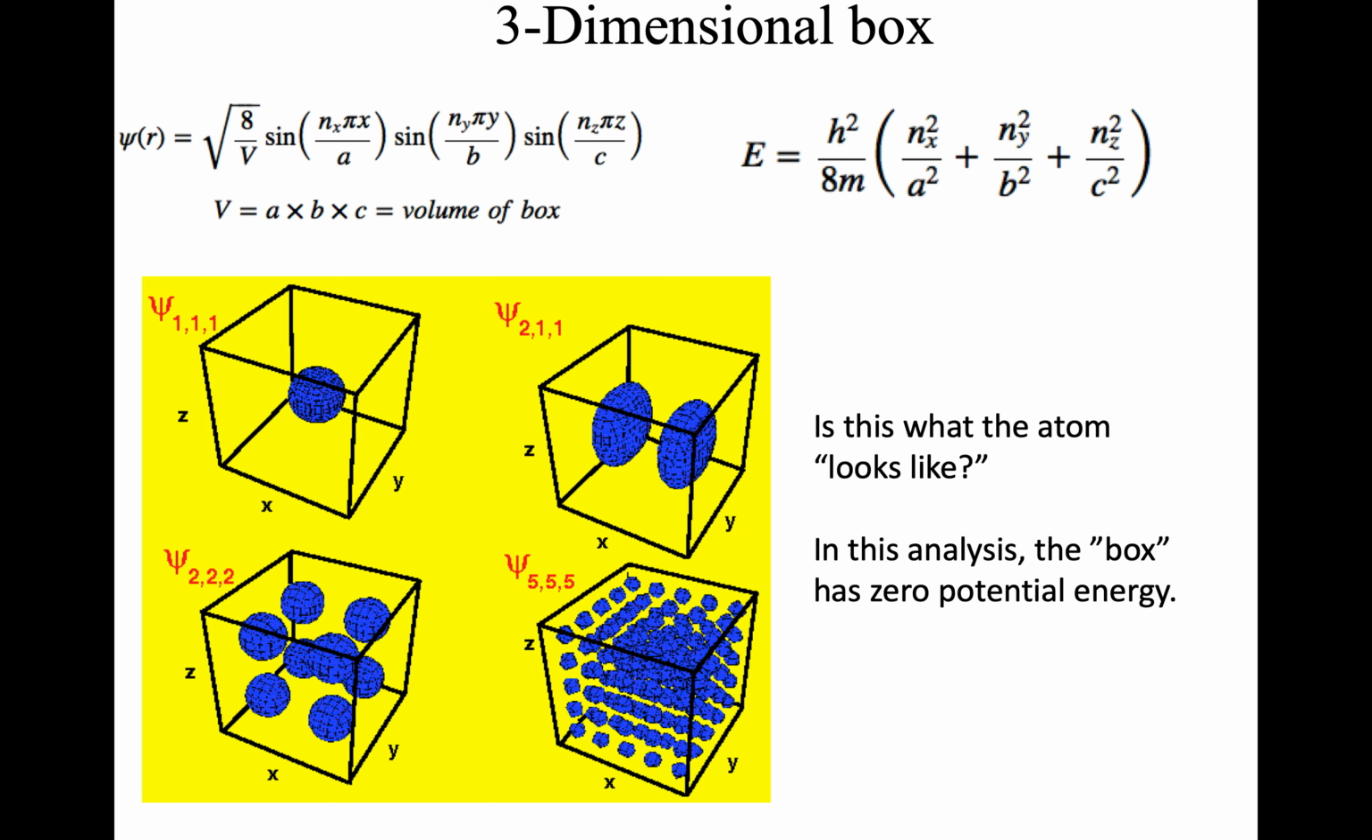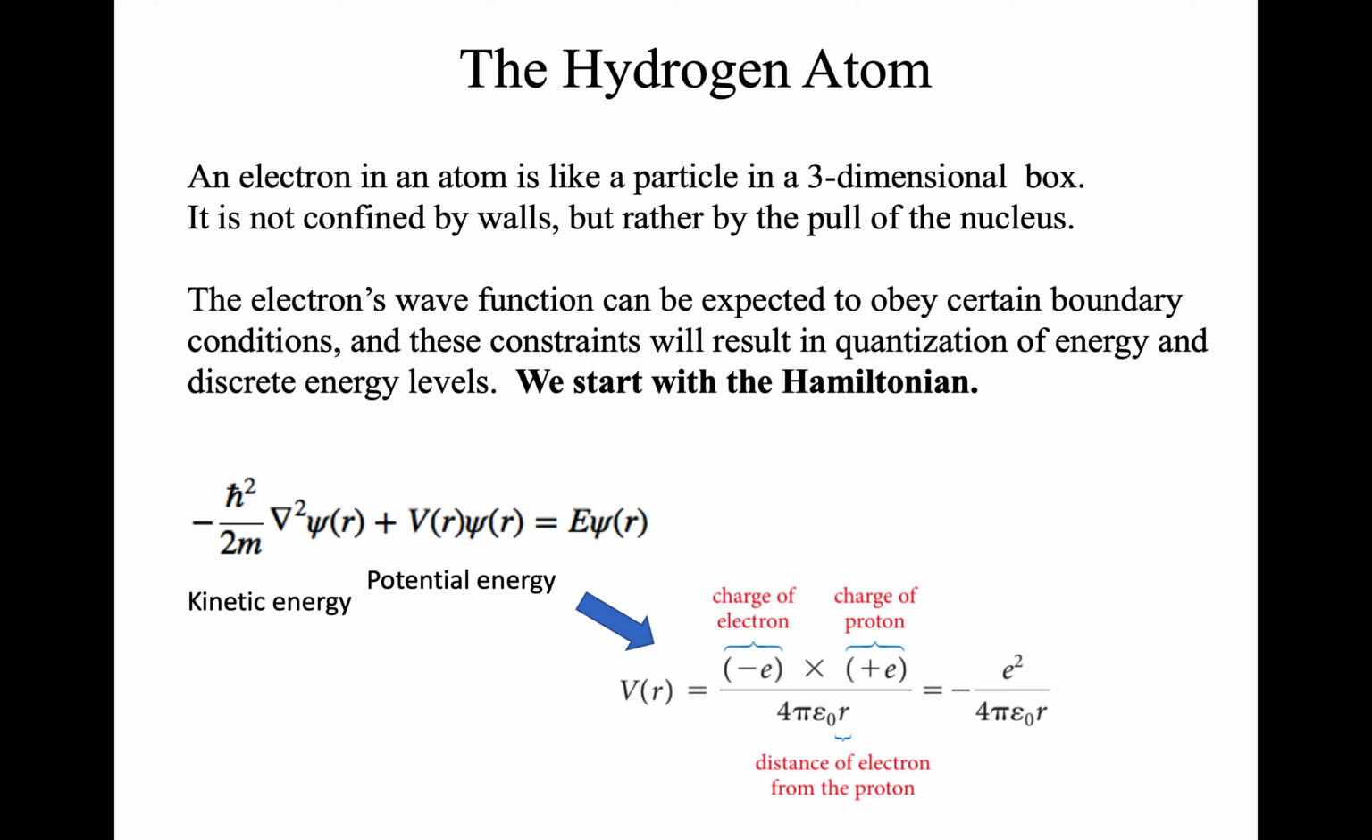I'm bringing this all up to point out, well, is this what the atom looks like when we think about where the electron is found? Does it have shapes like this or something else? In this analysis for the box, we extended it to 3 dimensions, but it still had 0 potential energy. Key thing when we extend it to the hydrogen atom is we need to account for a potential energy term.